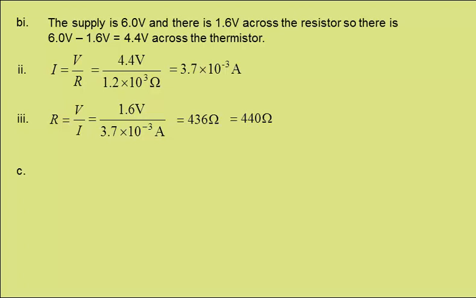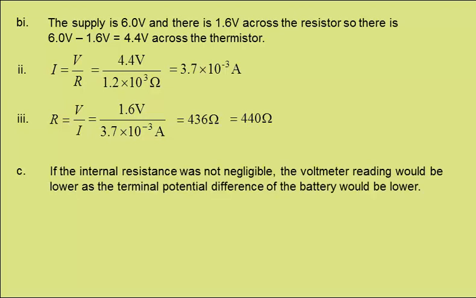In C, we need to state and explain the effect on the voltmeter reading if the internal resistance of the battery was not negligible. Well, if the internal resistance was not negligible, the voltmeter reading would be lower, as the terminal potential difference of the battery would be lower.